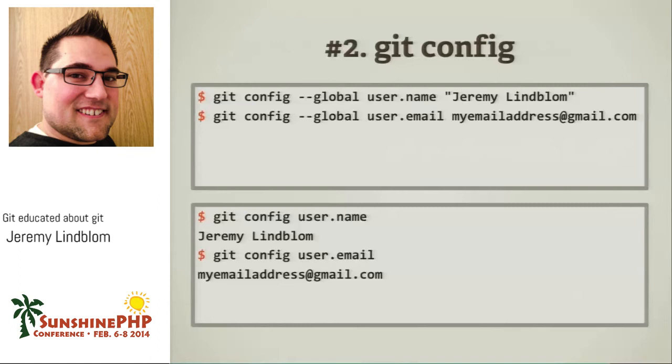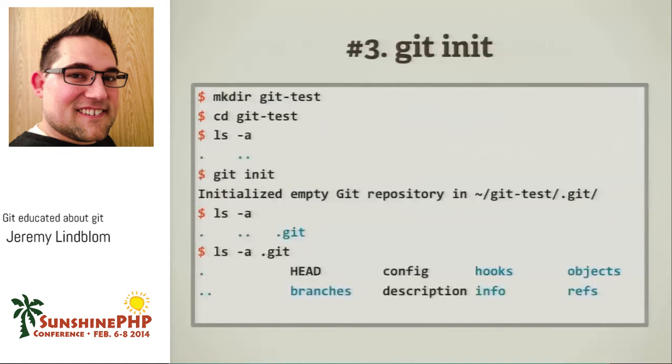To see what you have in your configuration, you can just type git config and then the name of that parameter without setting a value, and it'll spit that back out to you, show you what you have. Okay, to create a repository, use the git init command.